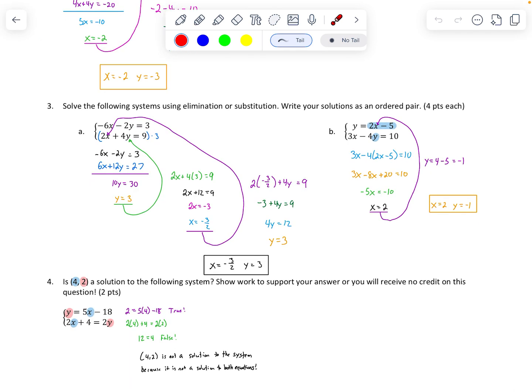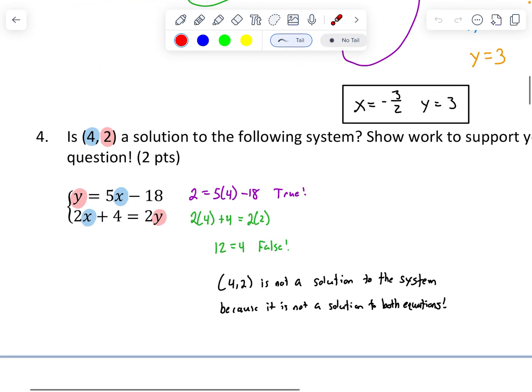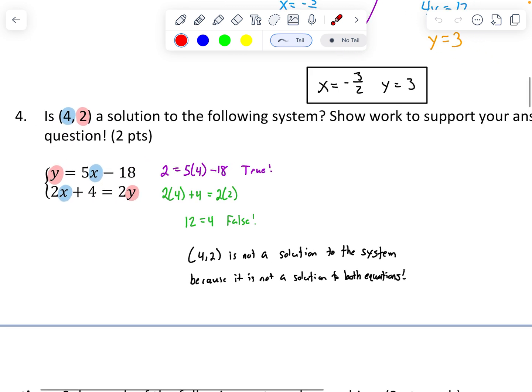Okay, on number 4, now a lot of people did this by actually solving the system and then seeing what the solution is. That's an okay way to do it, but the real idea behind this is you plug in 4 for x and you plug in 2 for y into both equations and see if it works for both. So plugging in 2 and 4, I got 2 equals 20 minus 18, which is true. Plugging it into green, I got 12 equals 4, which is false. So this is a solution to the first equation, but not the second equation, and therefore it is not a solution to the system.